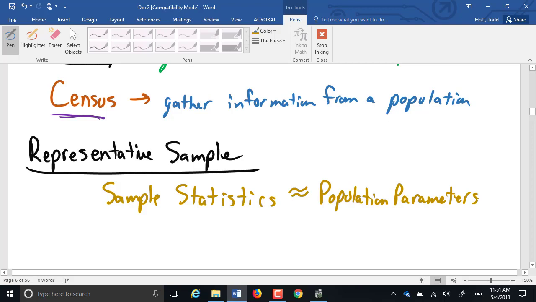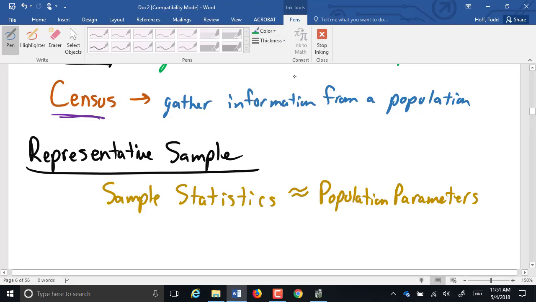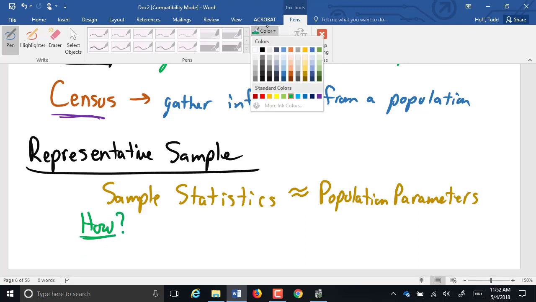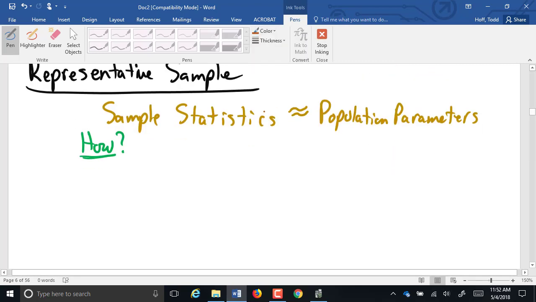So we took that sample, we found 60% plan to vote for candidate A. In the re-election, 57% of the population. That was pretty close. That was probably a decent sample. So the question is, how do we choose a representative sample? There are a couple of ways of doing this.